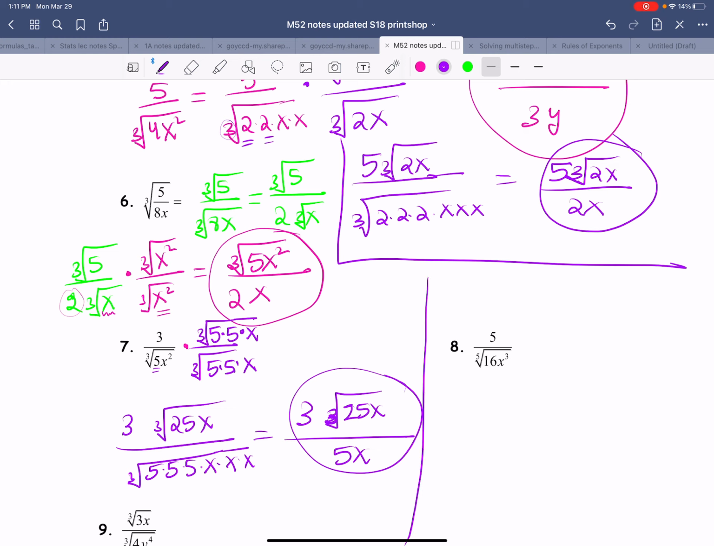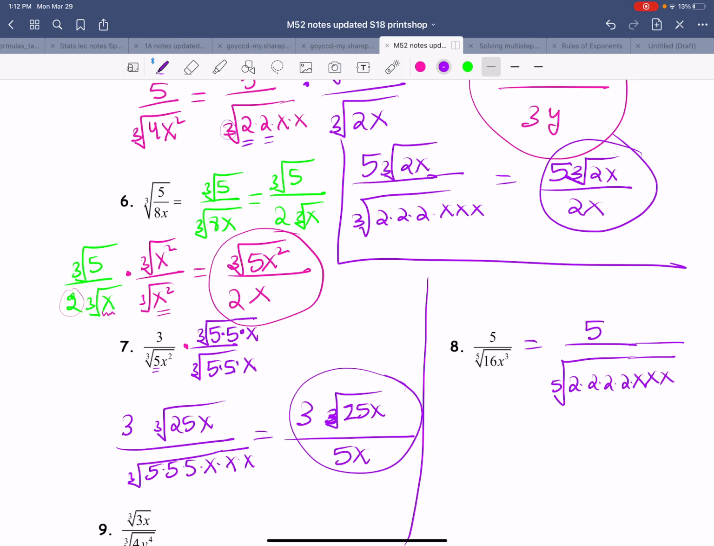Number 8, we have 5 over the 5th root of 16x to the third. Well, you've got to be clever here. First of all, let me break down 16 really quick. The 5th root of 16 is 2 times 2 times 2 times 2, so 2 to the 4th power is 16. Or if you want, you can write it in the expanded form: 2, 2, 2, 2, 1, 2, 3, 4. I put an extra one there, that has to go away. And there are 3 x's.